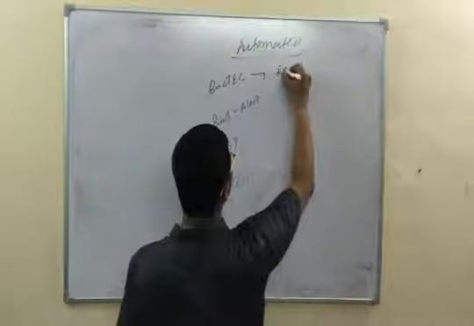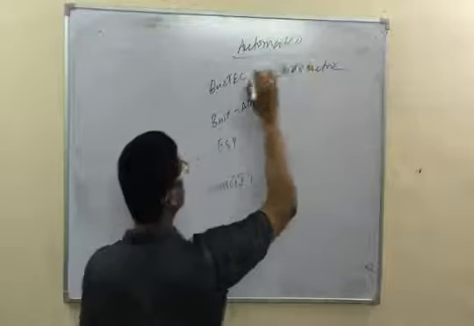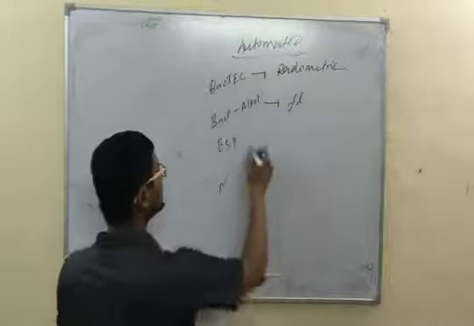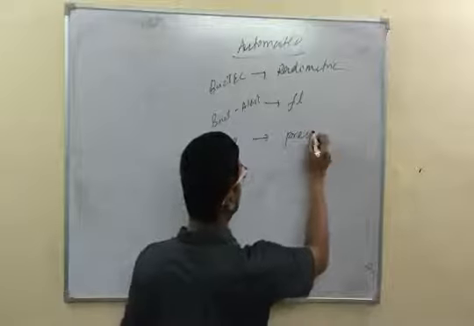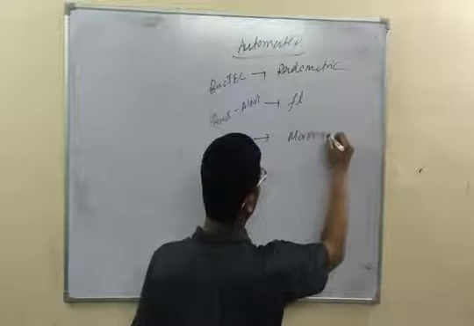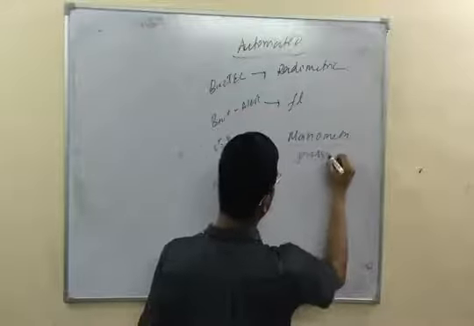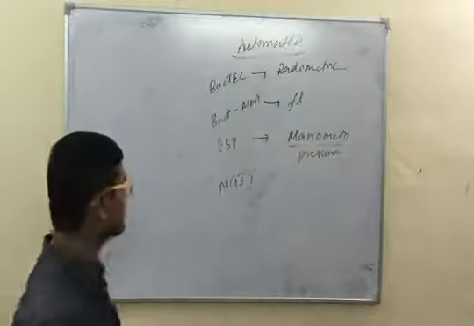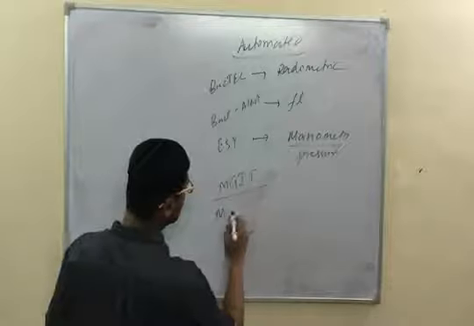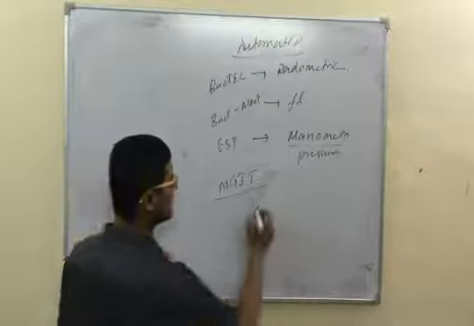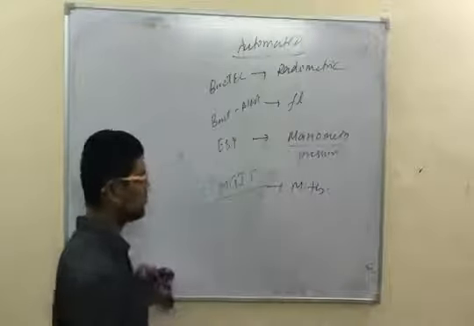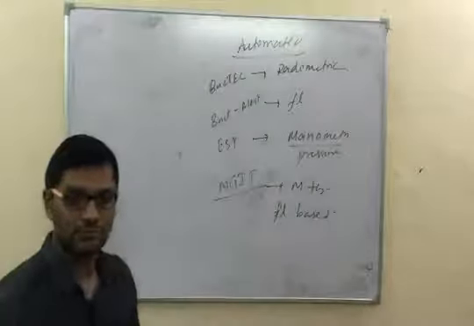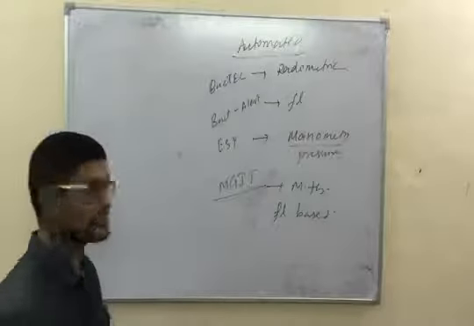BACTEC uses radiometric principle to detect the bacterial growth. Bacteria Alert uses fluorescent principle to detect the bacterial growth. Whereas ESP system uses manometry to detect the pressure difference when the bacteria grows and produces carbon dioxide. MGIT is Mycobacterial Growth Indicator Tube. It is used for growth and detection of Mycobacterium tuberculosis, and it is also based upon fluorescent principles. So these are the various automated culture systems available.